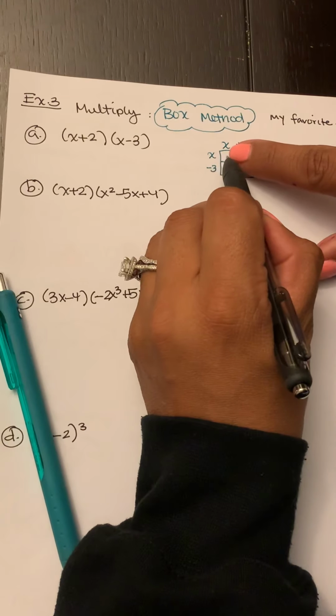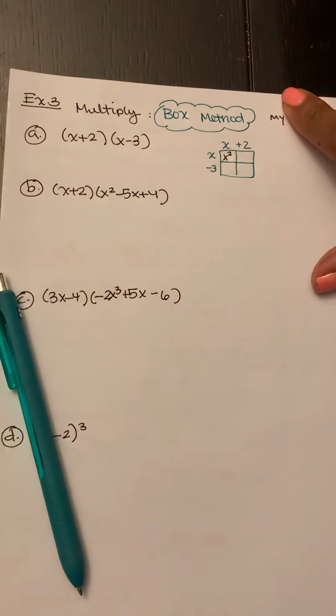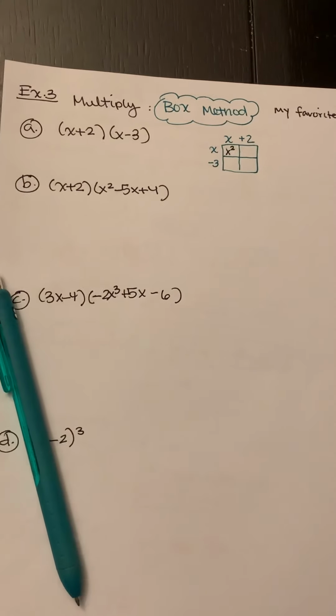the first term. So x times x is x squared. And you write your answer on the inside of that box. And I can zoom in on that.